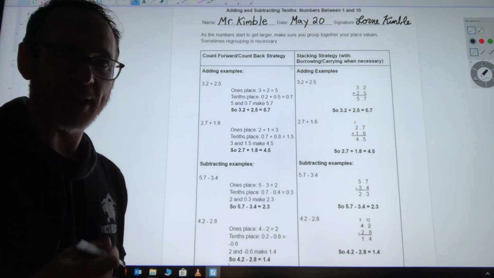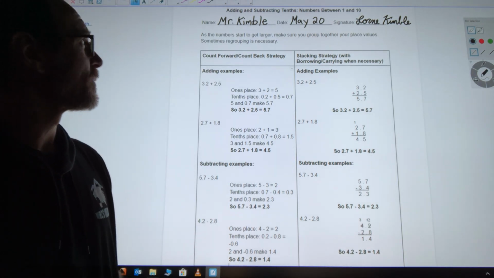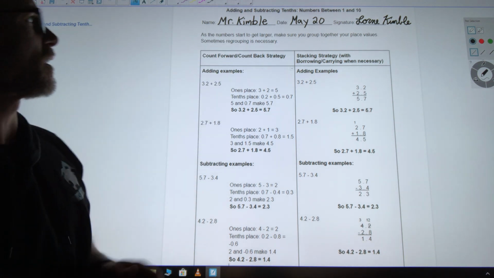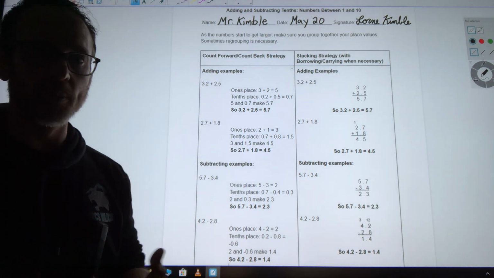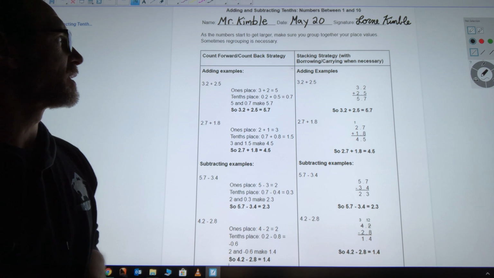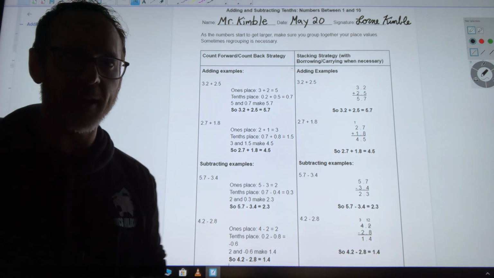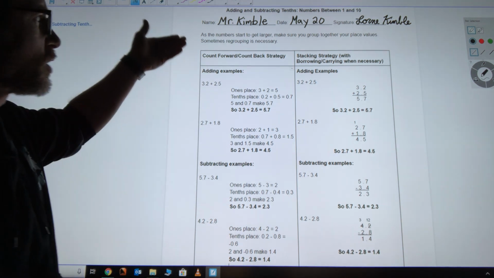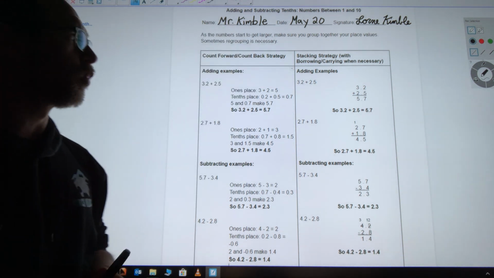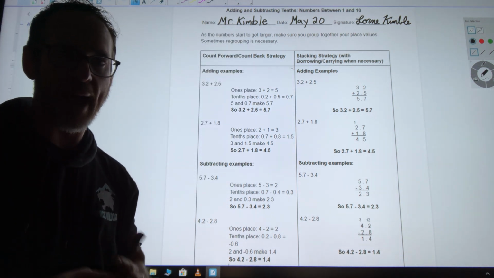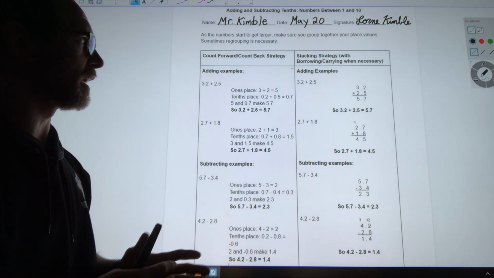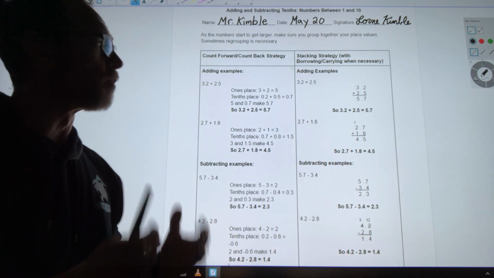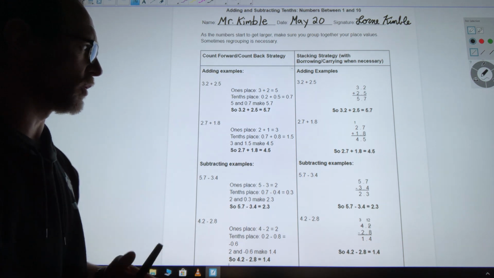All right, guys, we're going to continue with adding and subtracting tenths. As the numbers get larger, we have to make sure that we group together our place values. Sometimes regrouping is necessary when we're doing these. I've given you two strategies for adding numbers with tenths. There are more than two, by the way, but here are two.